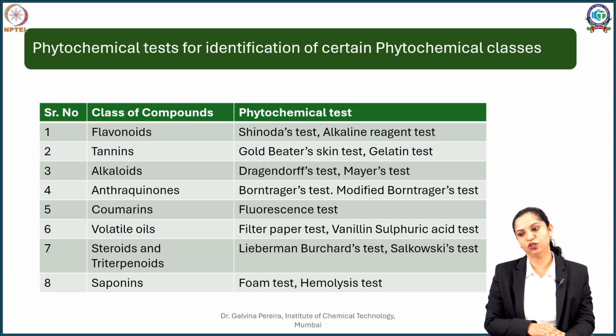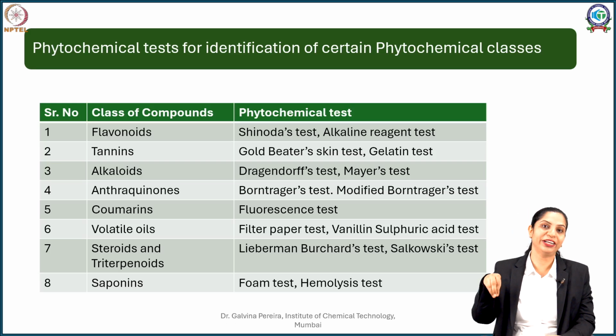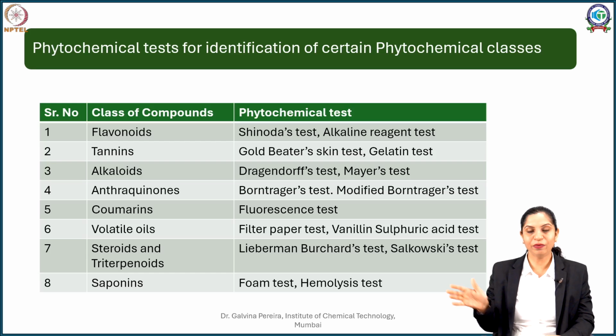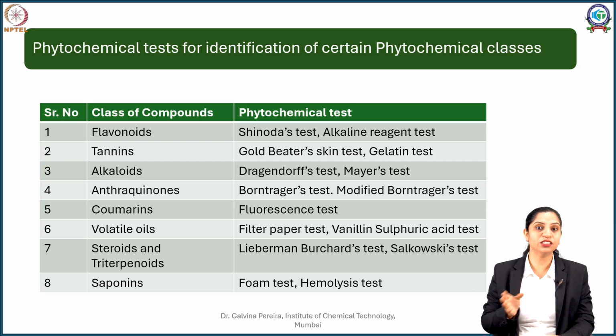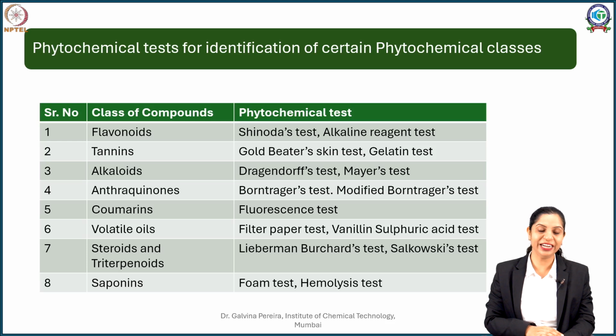Volatile oils, we saw, non-specifically, if you pour volatile oil on any filter paper, it will evaporate. Initially it will stain, and that stain will be transient because the oil is evaporating. At the same time, because of the terpenoid content, it gives what is called the vanillin sulfuric acid test. When your volatile oil-containing chloroform extract is treated with vanillin sulfuric acid reagent, you get a red to reddish-brown coloration.